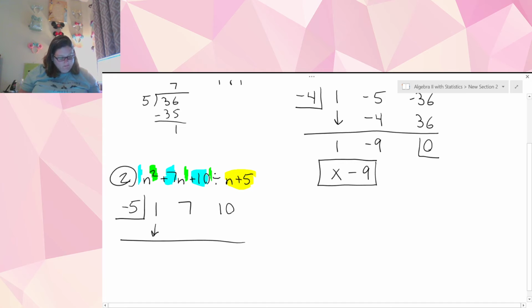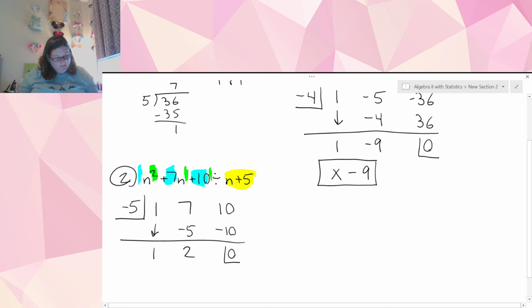So we bring down the first number. So we bring down the 1. So I have negative 5 times 1 is negative 5. And then 7 plus negative 5 is 2. Then negative 5 times 2 is negative 10. And 10 plus negative 10 is 0. So my remainder is 0.